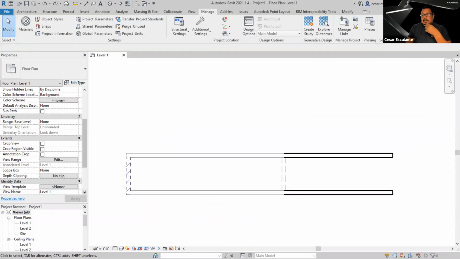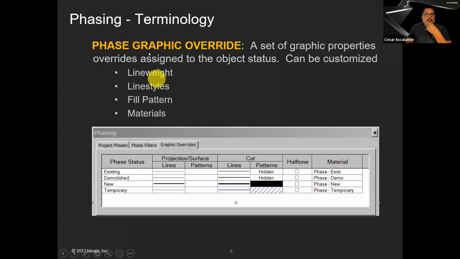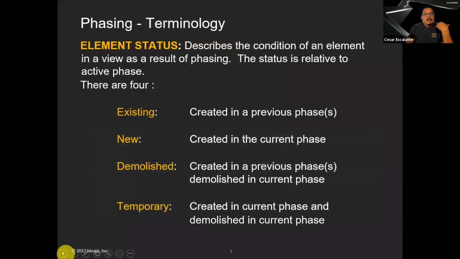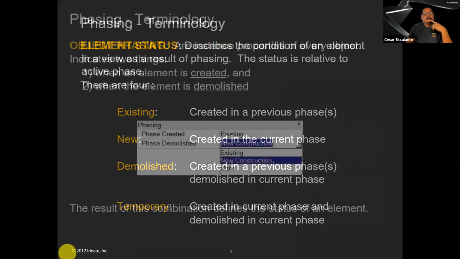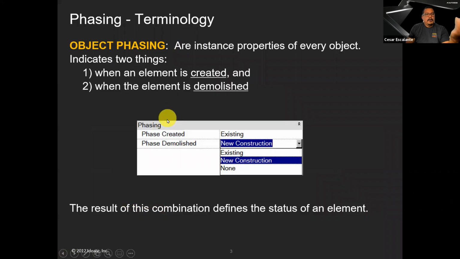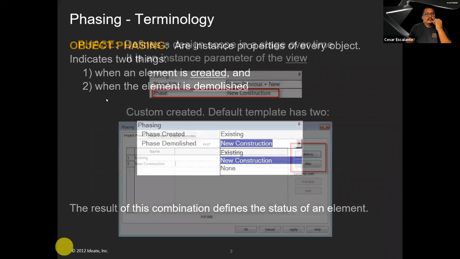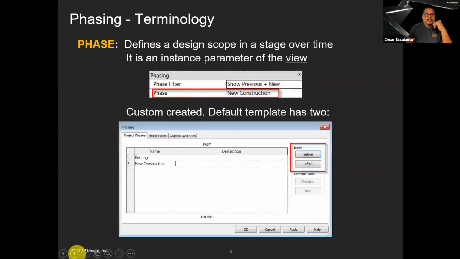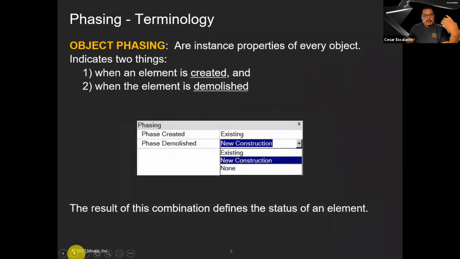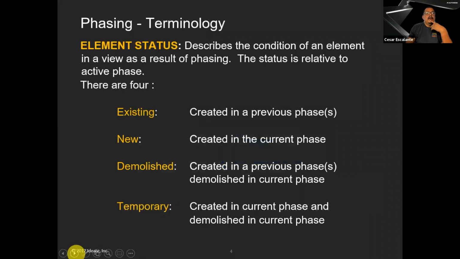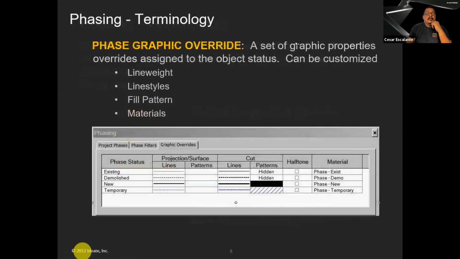Okay, does this explain the concept so far: graphic overrides, element statuses, and object phasing, which is a property of the objects, and a phase is a property of the view. Property of the view, property of the object, condition of an element in a view as a result of phasing, graphic override applied to those objects.